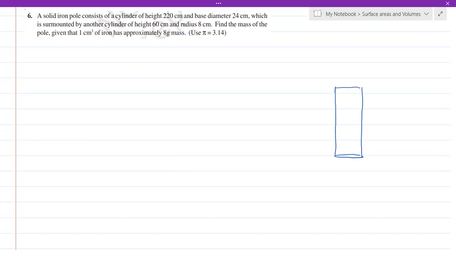Let's take the dimensions as capital R and capital H. The height is 220 centimeter and the diameter is 24 centimeter, which implies the capital R will be 12 centimeter. On top of this, we have got one more cylinder, something like this. Here let's take small h, which is 60 centimeter, and the small r is already given as 8 centimeter.